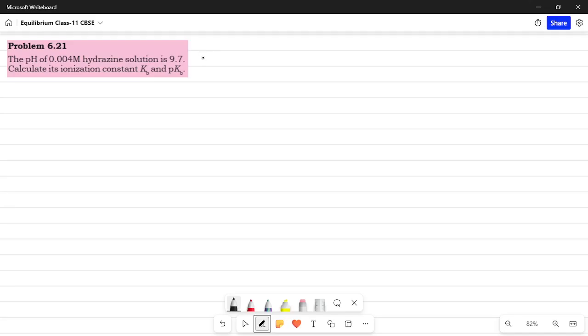This particular question is related to the ionization of weak bases. So the pH of 0.004 molar hydrazine solution is 9.7. We need to calculate the ionization constant and pKb. So let's write down what's given. So pH is equal to 9.7. Since it's bases, it's going to be above 7, right?